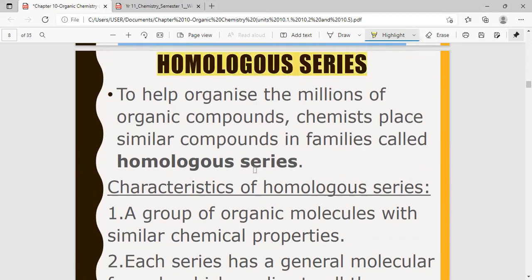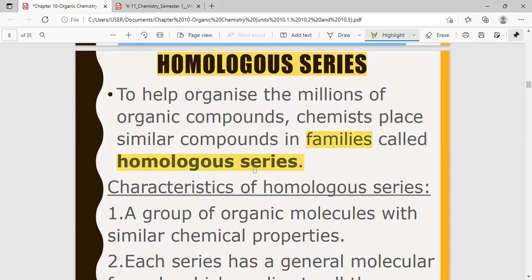So once you are familiar with these terms, then the rest of organic chemistry will be quite easy for you. Okay, so, homologous series. Now, we learned earlier that there are millions and millions of organic compounds. To study their properties, chemists have placed compounds with similar properties in groups or families, which is called a homologous series.